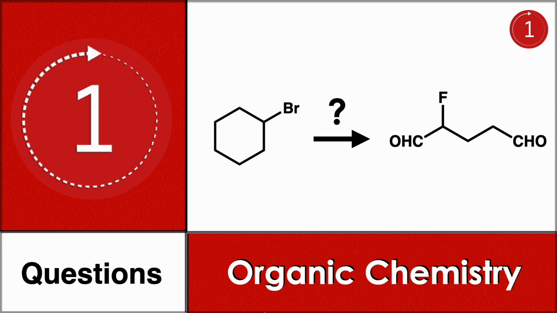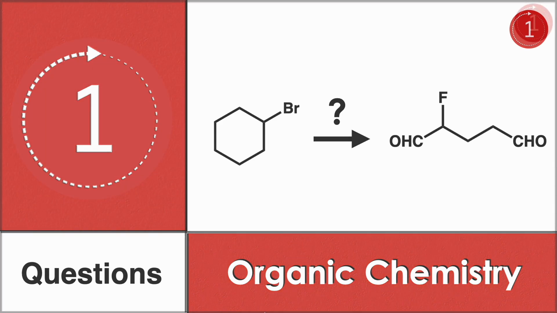Daily one question for you. Here you have cyclohexyl bromide. You are converting it into a linear compound with a carbonyl at the terminal and fluorine at the second position. You have to find the number of reagents and steps involved in the conversion.